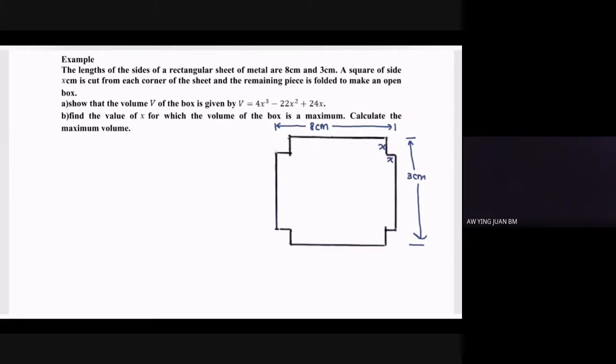So in order to find the volume, first we have to know the length and the width. Here we have 8 minus 2x, because here we will have x as well. Next, for this side, we will have 3 minus 2x, and the height will be equal to x. So volume will be equal to 8 minus 2x multiplied by 3 minus 2x multiplied by x, because of the height. Then expand.